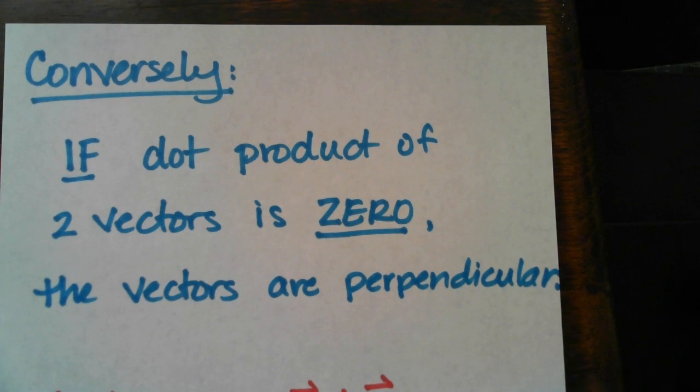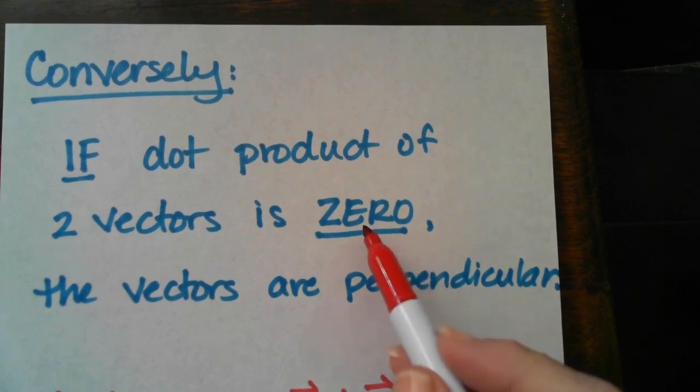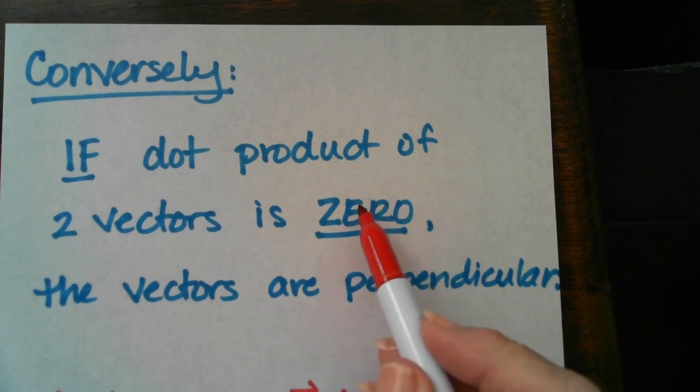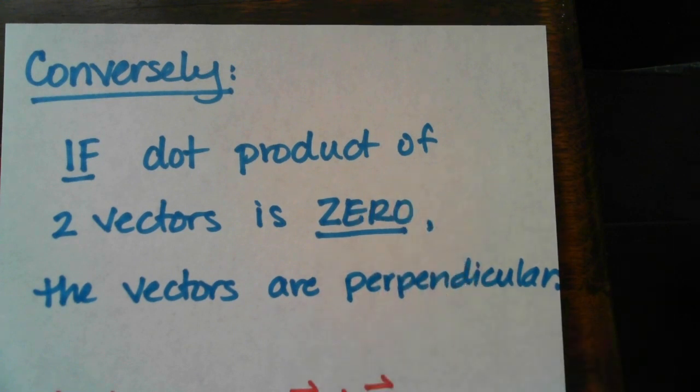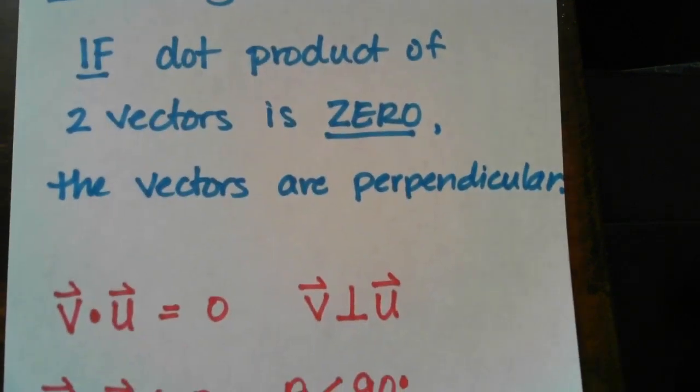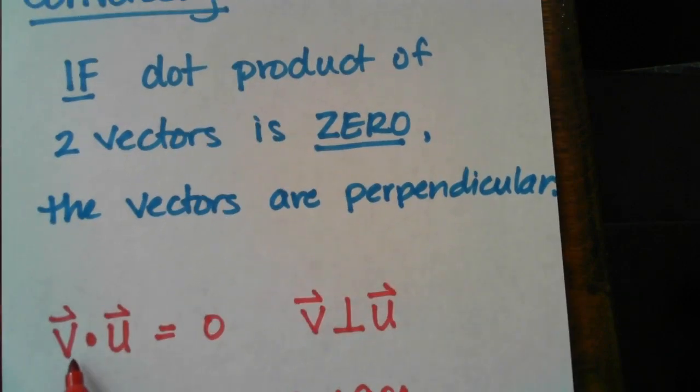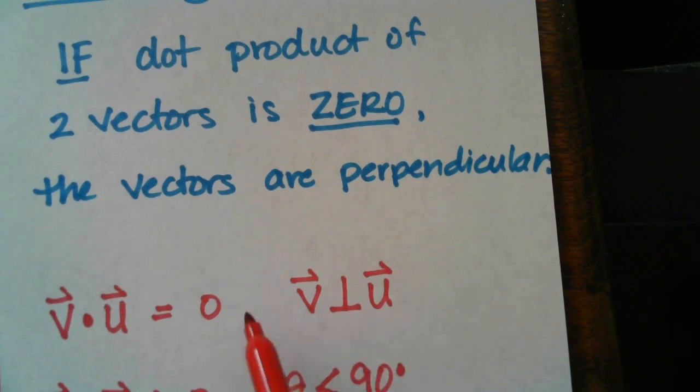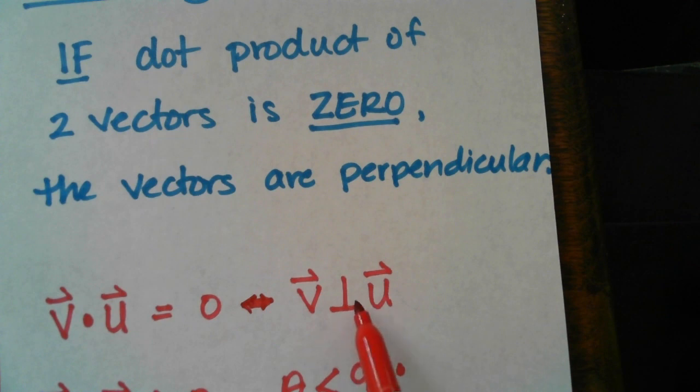It's not just that if we know they're perpendicular, the dot product is 0, but we also have if the dot product is 0, we know they are perpendicular. So we can say this. This is a rule that anytime you do the dot product and you get 0, you have perpendicular. And this is called biconditional. It means it goes either way. If they're perpendicular, I know the dot product is 0. If the dot product is 0, then they are perpendicular.